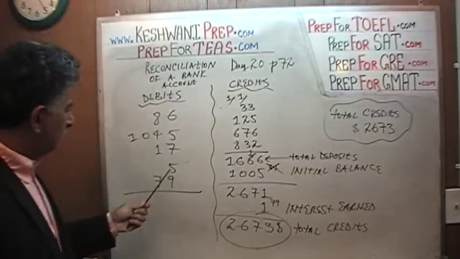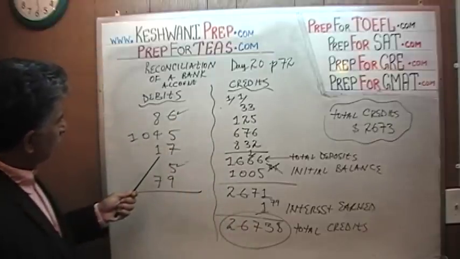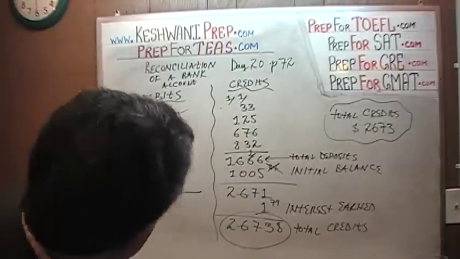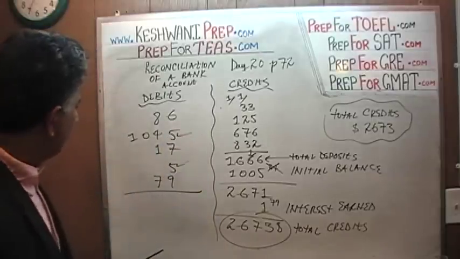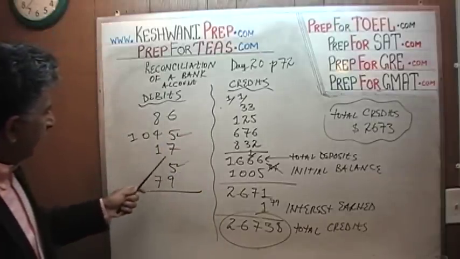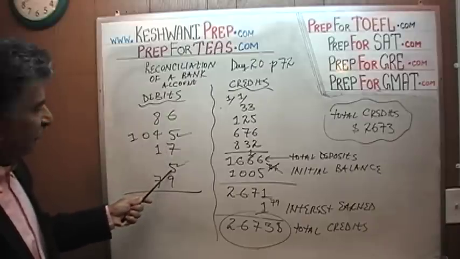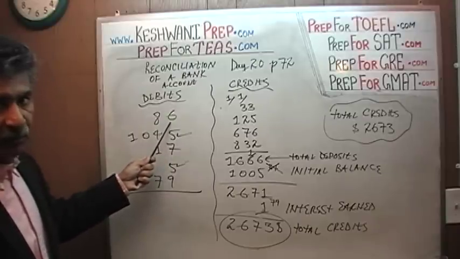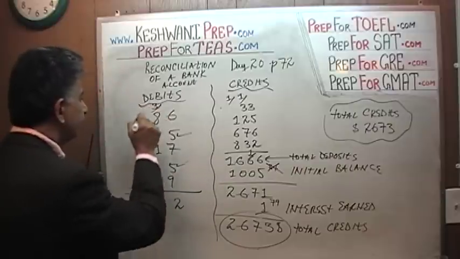You know that. Okay. 5 plus 5 is 10. And what else do we have? That is not a 5. What the hell? 5 plus 5 is 10. 9 plus 7 is 16. 16 plus 6 is 26. 26 plus 4 is 30. So it's going to be 32. 2 carry 3.